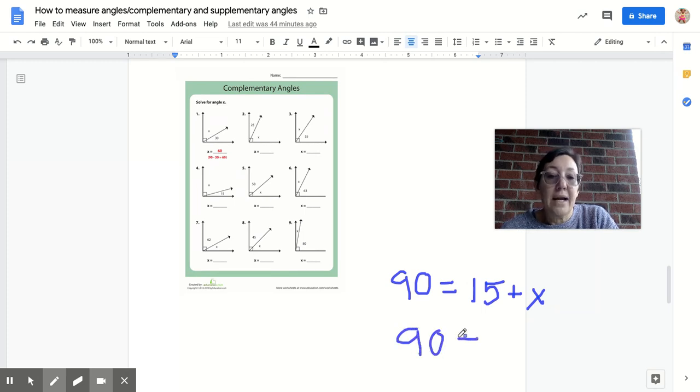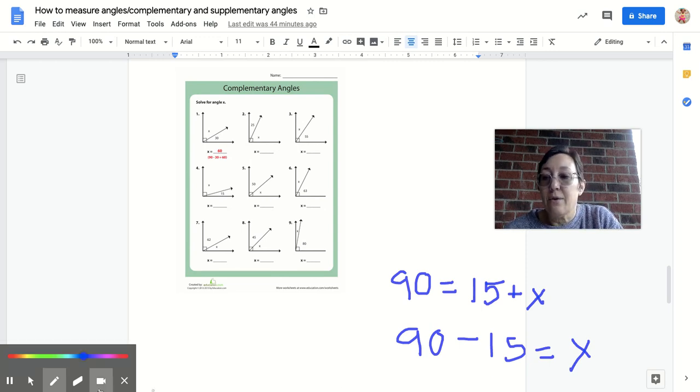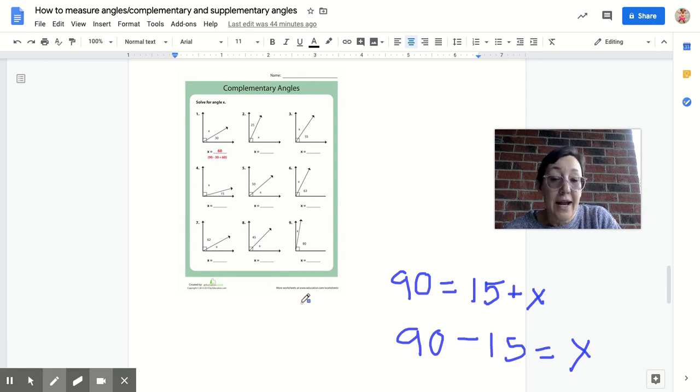90 minus 15 equals X. And that would be an equation on how to figure out how to do that. Pretty cool. So that's how to find a complementary angle, finding the missing part of the complementary angle. They just all equal 90 degrees.